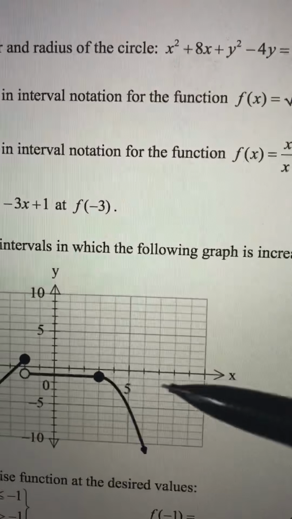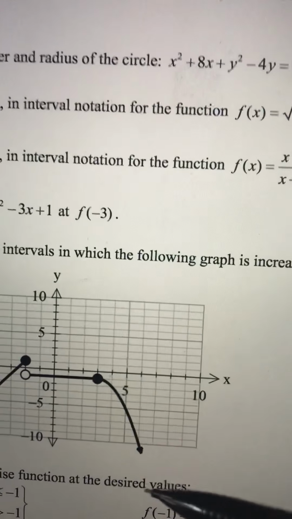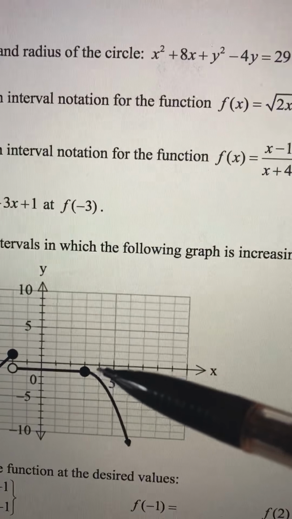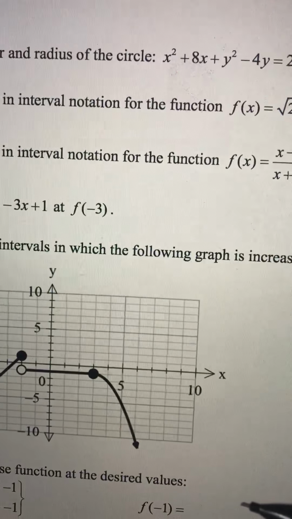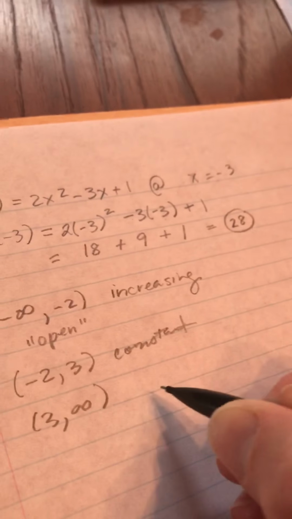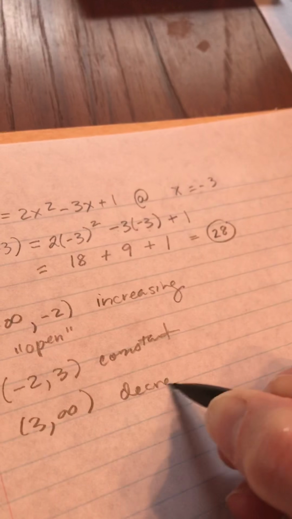And then, finally, the third piece of this graph, as you can see, is decreasing from left to right. And that's from x equal 3 to forever, to infinity. So 3 to infinity is where it is decreasing.